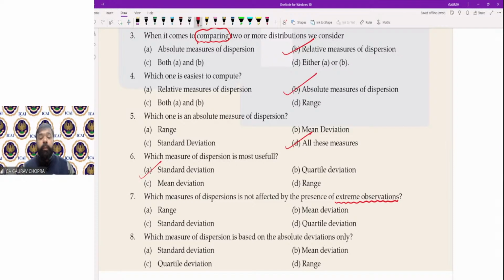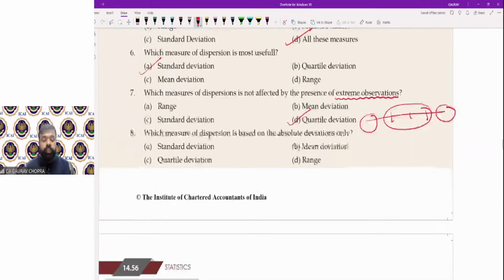Then mean deviation. What is mean deviation? It is based on all the observations. It uses all the observations. So again mean deviation will also be affected. Standard deviation is also based on all the observations, so this also will get affected. But quartile deviation, as we have discussed, is based on the middle 50% of observations. So the starting 25% and the last 25% are not used. It is mainly based on the middle 50% of observations. So quartile deviation is the correct answer.